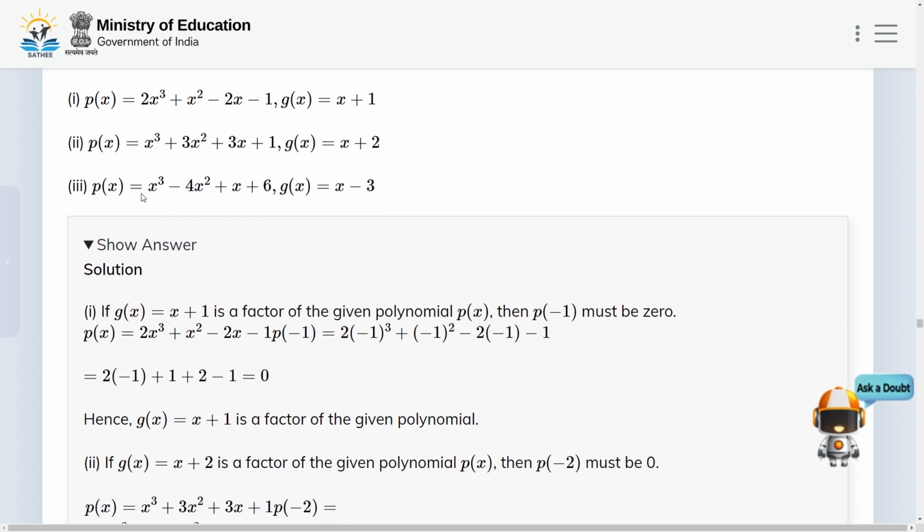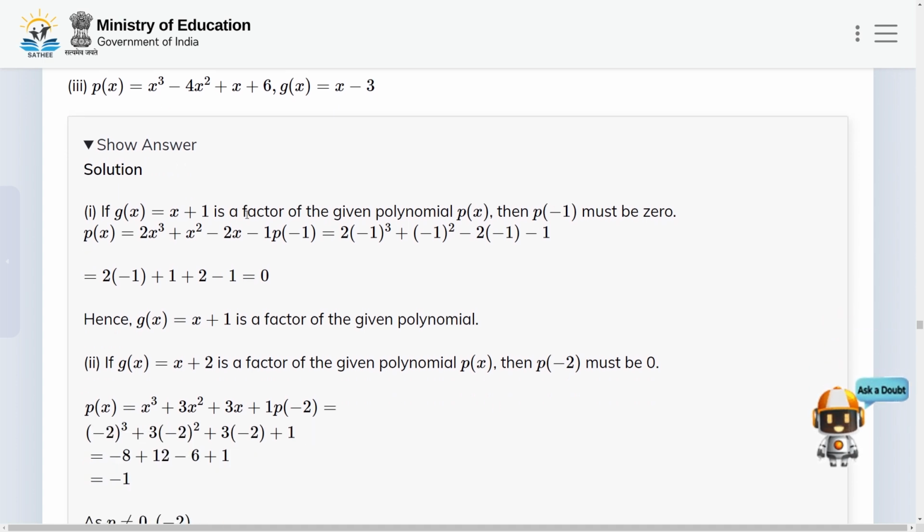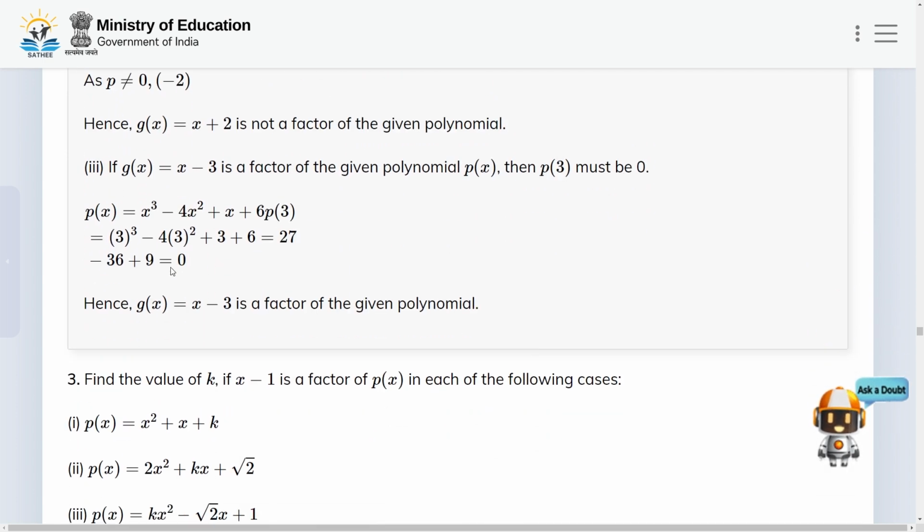In the third one here we have p of x equal to x cube minus 4x square plus x plus 6, and g of x equal to x minus 3. Here we have to check whether g of x equal to x minus 3 is a factor of p of x or not. So let us check it. If g of x equal to x minus 3 is a factor of the given polynomial p of x, then p of 3 must be 0.